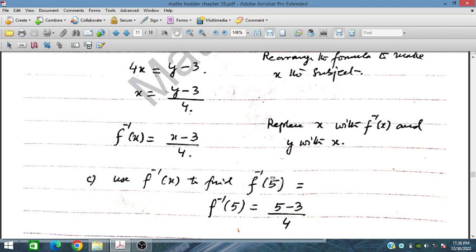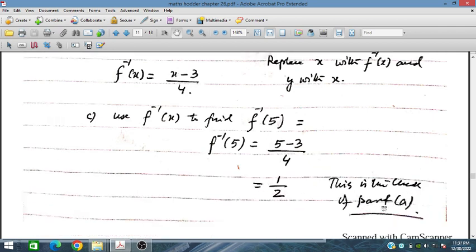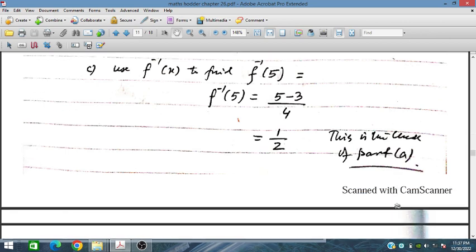Use f inverse to find f inverse of 5. So f inverse of 5: in place of x, we will write 5, and we get half. This is the check of part A.